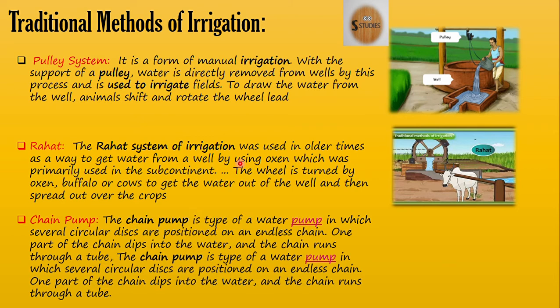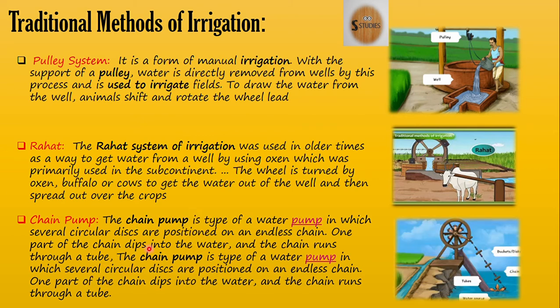Next, chain pump. The chain pump is a type of water pump in which several circular discs are positioned on an endless chain. One part of the chain dips into the water and the other part runs through a tube. So, how does this work?